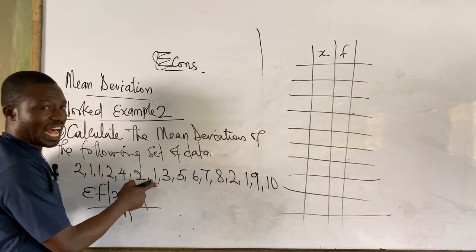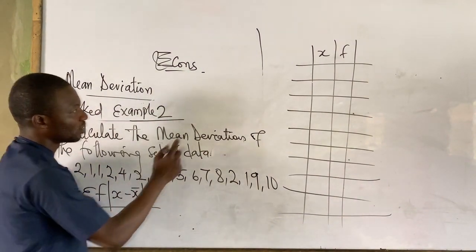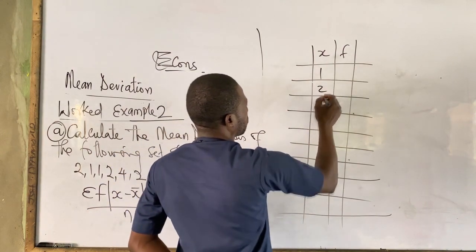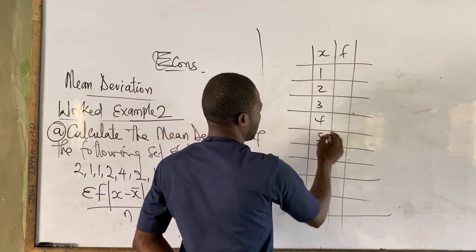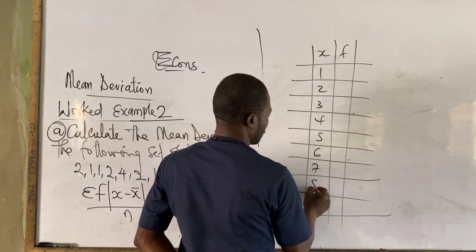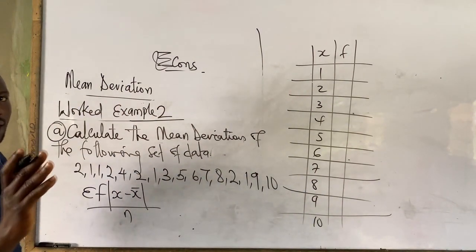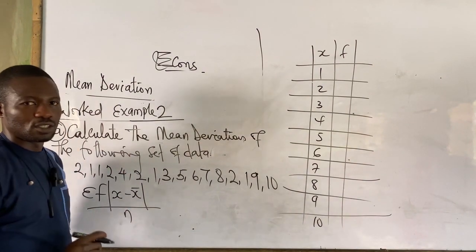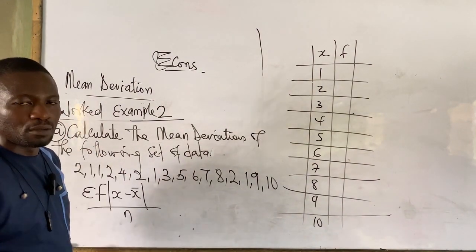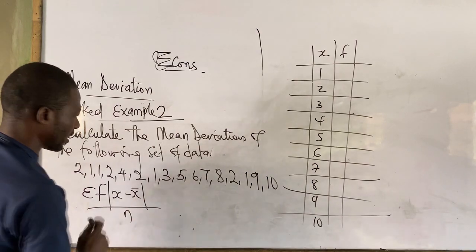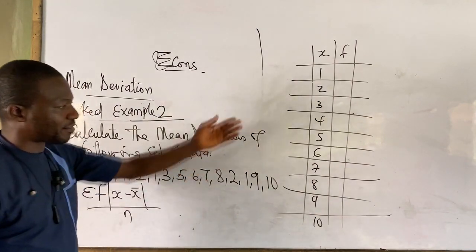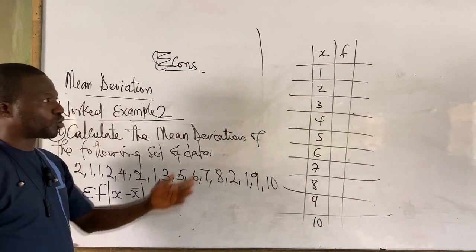So we start with ascending order, where we have 1, 2, 3, 4, 5, 6, 7, 8, 9, and 10. You have to write all the numbers that appear, not according to how they appear, but the numbers that appear in the given question, which I have stated out. Then we go to the frequency.